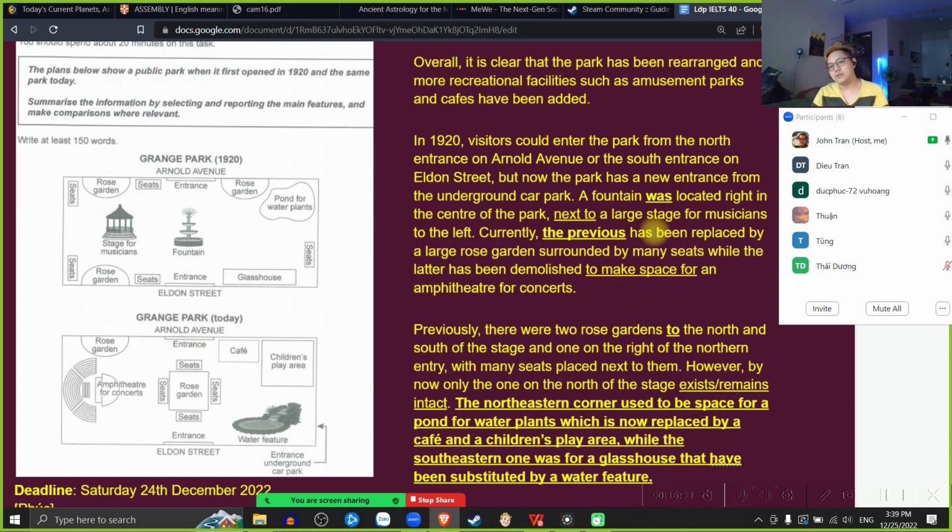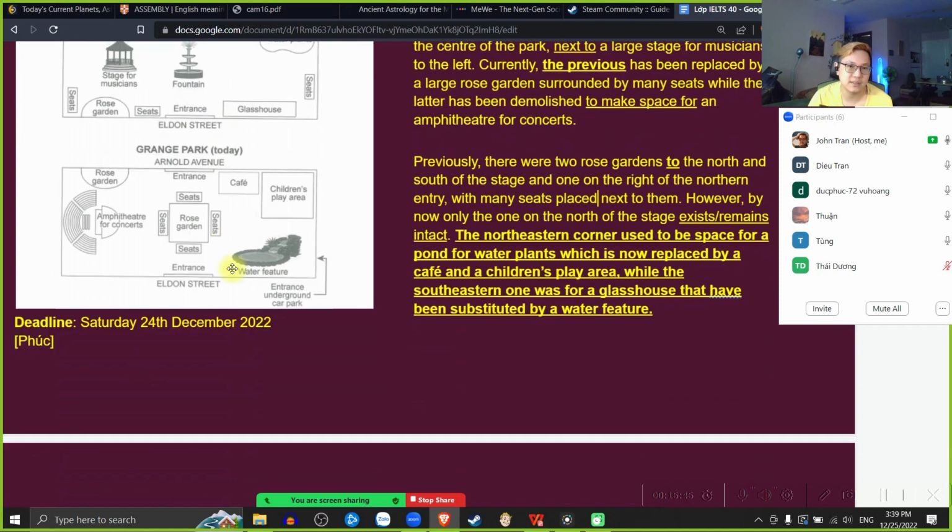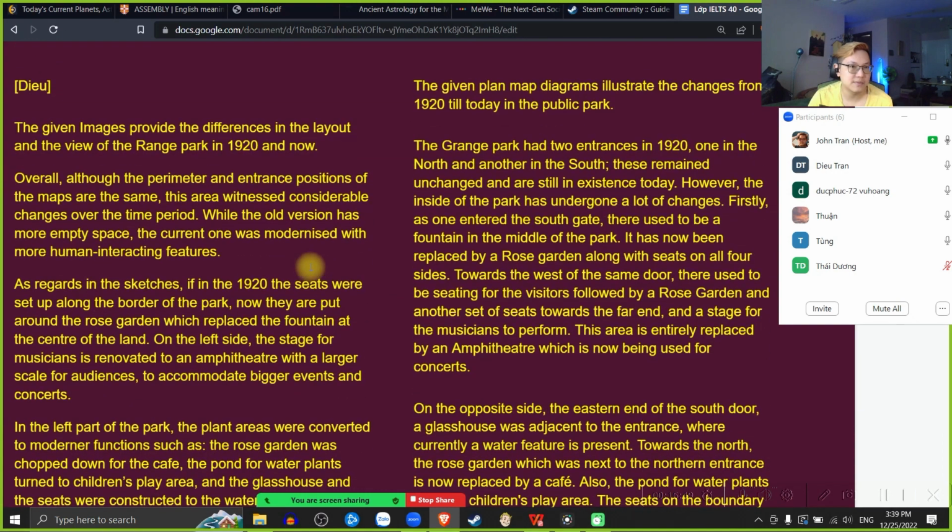Ngoài ra, mình nói những cái thay đổi, có thể nói những cái giữ nguyên. You can talk about things that remain the same, which is the entrance. The north and the south entrance, you know. Mình có thể nói thêm về cái entrance phía bắc và phía nam nó không đổi. Chẳng hạn. Okay, Miss Diệu, please.